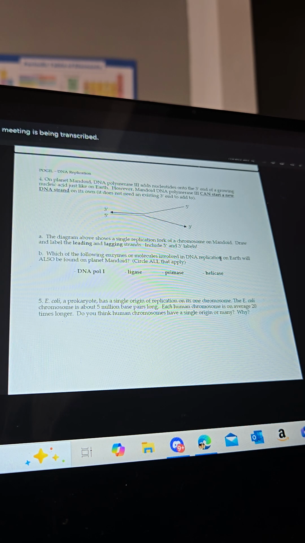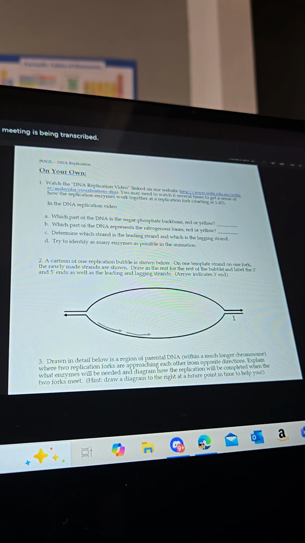So for number 4, it doesn't need the lagging strand, right? Just to clarify. Correct, because it's just going to build, it just goes. Okay, thank you. So it doesn't need primase or DNA polymerase 1.